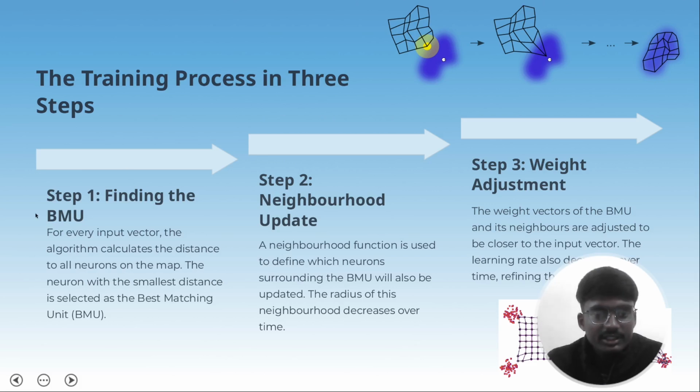Here is again the training process, with some Wikipedia images shown. You can see the BMU is found and how the weight adjustment step works.